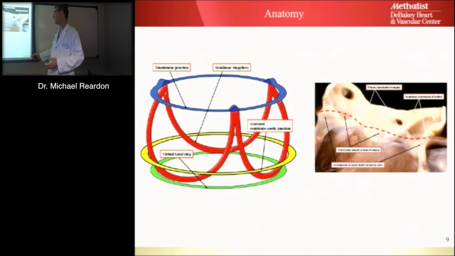The green ring is a virtual ring you make by connecting up the bottom of all the leaflets. That's what we talk about when we talk about TAVR. To us, that's the annulus. But that's really not, it's a virtual plane. This is actually an anatomic plane, because that's where the leaflets touch the aortic wall.